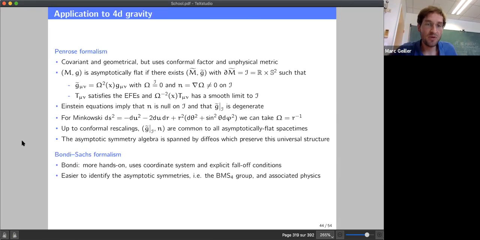So you will see that the Bondi formalism is a bit more hands-on in a sense. It uses an explicit coordinate system and explicit fall-off conditions for the fields. And in this formalism, it's a bit easier, a bit more immediate, I think, at least. It's a personal opinion also. It's a bit more immediate to identify the asymptotic symmetries and the group of asymptotic symmetries, which now will become the BMS4 group. So again, as a generalization of what we saw in 3 dimensions.